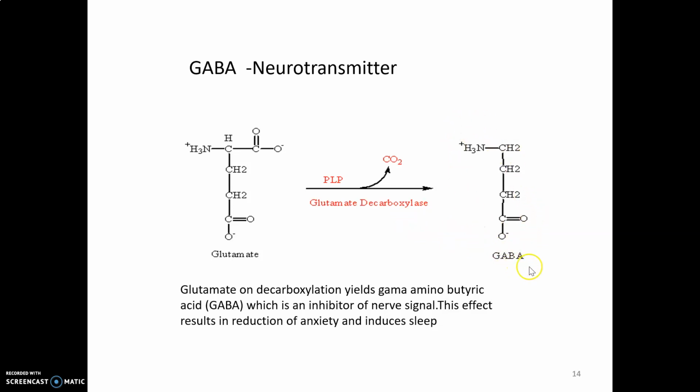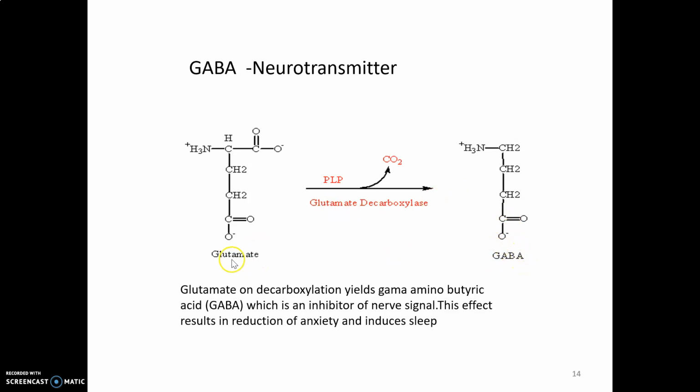See, this is a neurotransmitter. GABA is a very important neurotransmitter, and it is an inhibitor of nerve signals, and this effect results in reduction of anxiety and induces sleep. So as I told you, the importance of decarboxylation of amino acids is that the amines obtained through the decarboxylation of amino acids are important neurotransmitters. So you should know how to write the example for decarboxylation. Write glutamate. Upon decarboxylation, you get GABA, gamma aminobutyric acid.